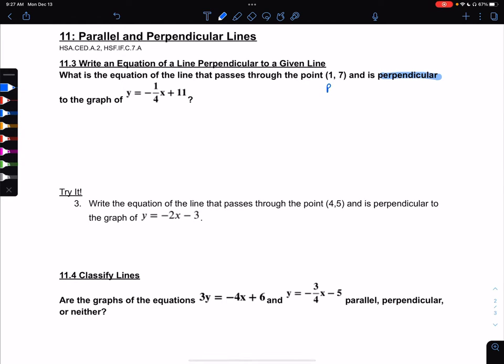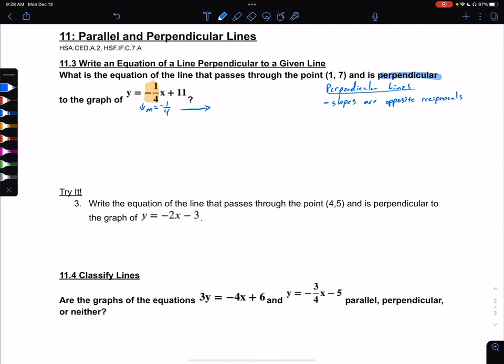So perpendicular lines, their slopes are opposite reciprocals, and we'll go into detail on what that means in a minute. But we want to keep this in mind, the slopes are opposite reciprocals. So this original problem, the graph that they give us, y equals negative 1/4 x plus 1, they're telling us that for this one, my m value is negative 1/4.